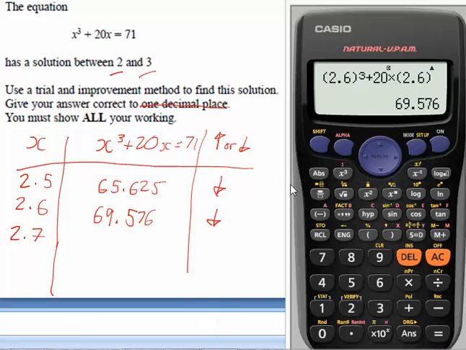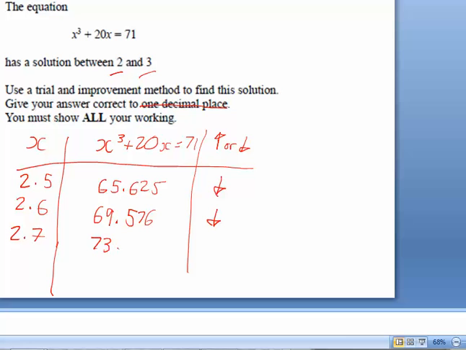For 2.7, just scroll back into 2.7, I get 73.683. I'm filling my table here. This time, comparing it to 71 gives me a value that's too big. At this point, I've scored 3 out of 4 marks for finding that it's between 2.6 and 2.7.